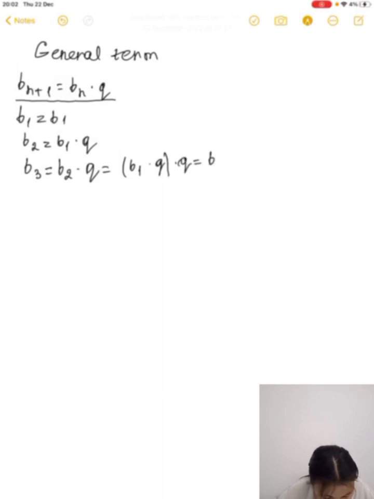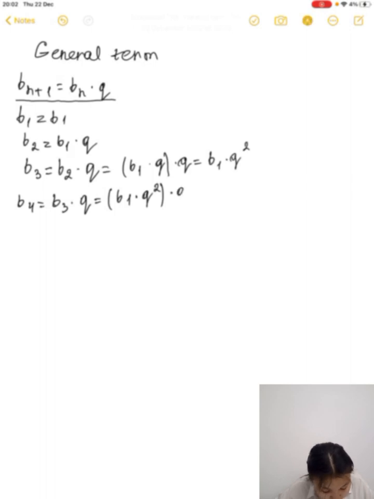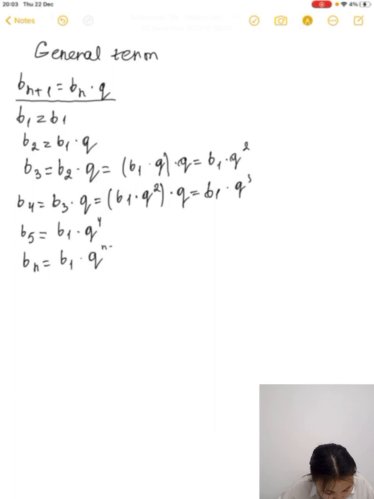multiplied by q, is equal to b sub 1 multiplied by q squared, and b sub 4 is equal to b sub 3 multiplied by q, is equal to b sub 1 times q squared times q, is equal to b sub 1 multiplied by q cubed. b sub 5 is equal to b sub 1 multiplied by q to the 4. b sub n is equal to b sub 1 multiplied by q to the power n minus 1. And this is the general term of a geometric sequence.